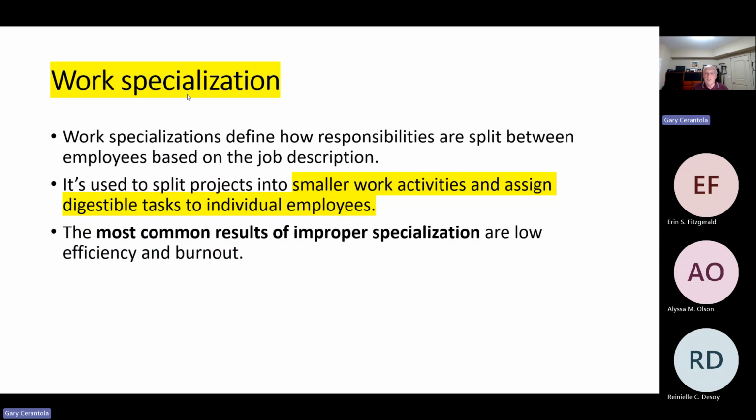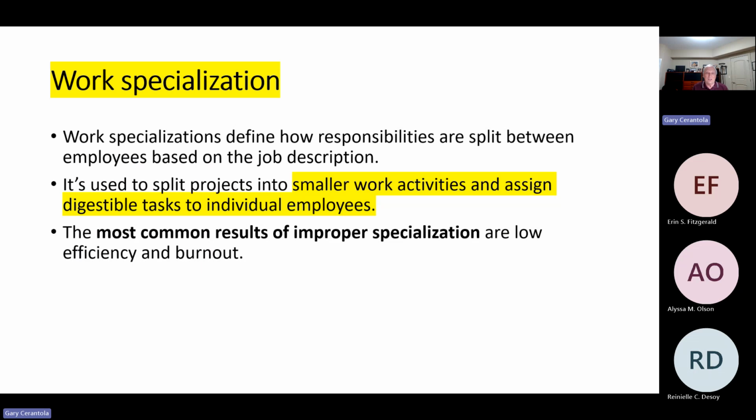Now, work specialization is how responsibilities are split between employees. Smaller work activities are assigned as digestible tasks. The best application of that is the assembly line for auto production. You'll have maybe one person, and all they do is place wheels on the vehicles coming through. It's very specialized, and everything is set up to be the most efficient and the most effective.